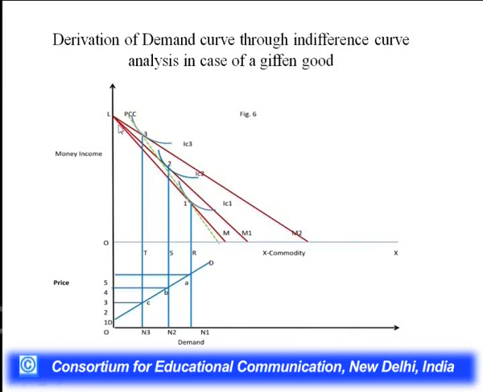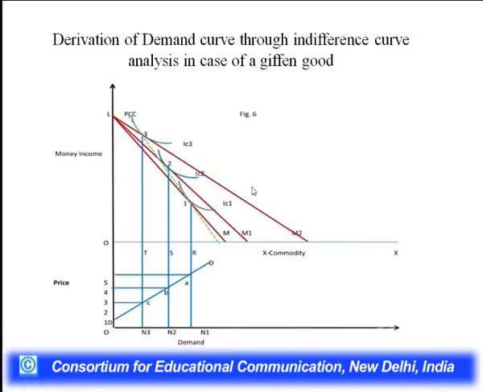In the upper diagram, we have taken the three price lines. First line is LM. As the price falls, it shifts to LM1. With further fall in price, it shifts to LM2. And you can say that first price is OL upon OM, supposing it is rupees 5, and the second time price is OL upon OM1, it is rupees 4, and when price is OL upon OM2, this is equal to 3.